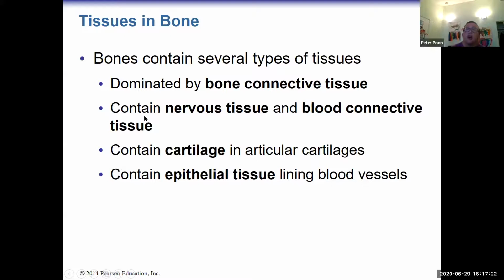So this chapter is primarily about bone and how bones are formed. Bones contain several types of tissue, but they're dominated by the bone connective tissue that we saw. But bone, unlike cartilage, has nervous tissue and has blood, and has cartilage on the edges.